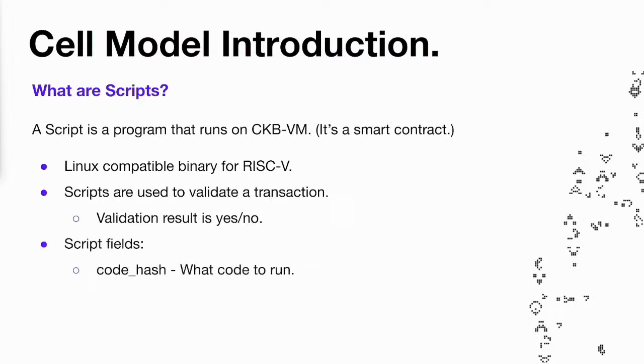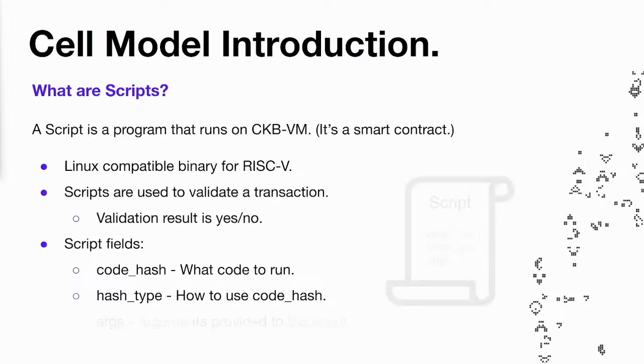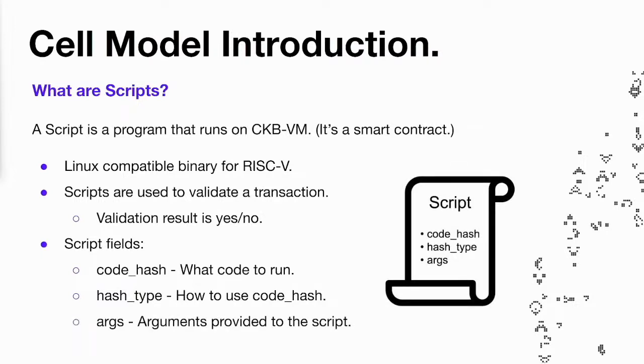Script fields: it has 3 fields: code hash, which is what code to run; hash type, which is how to interpret the code hash; and arguments, which are arguments provided to the script. So the code hash and the hash type, these first two together, basically say what code is going to run, and then arguments are provided to that code for it to do whatever it needs to do to do its job and validate a transaction. An example of this is the lock script that's responsible for authorizing access to a cell. The arguments would probably be the public key of whoever owns it.